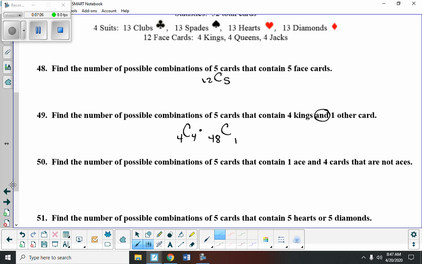All right, next, find the number of possible combinations of 5 cards that contain 1 ace and 4 cards that are not aces. So we want to find all the ways you can have 1 ace. Well, there are 4 aces to choose from, and we are going to choose 1 of them. And "and" tells you to multiply. Well, you want 4 cards that are not aces. So you have to say, okay, how many cards are not aces? Well, there are 48 that are not aces, and we're going to choose 4 of those. So we have to look at all the ways out of 48 cards that we could get groups of 4. And then you would multiply those together.